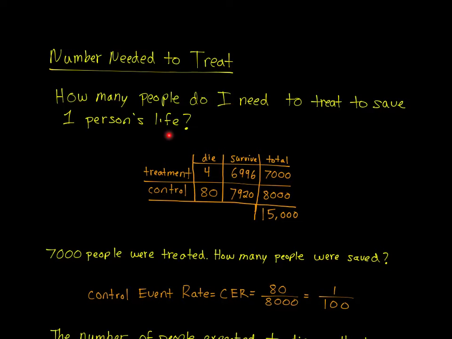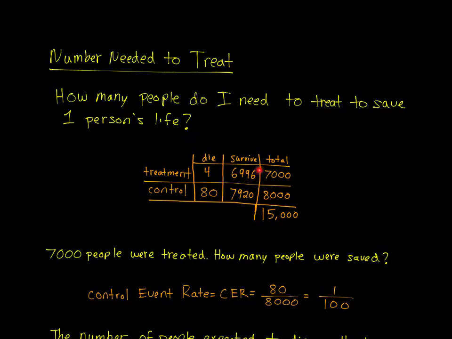I'm going to go through how to calculate this with a simple example. We have 15,000 people that were enrolled into a study. 7,000 were treated and 8,000 were in the control group. Of the 7,000 that were treated, only 4 died, and of the 8,000 in the control group, 80 died. So we can see here that this treatment is working. So we know that we have saved people.